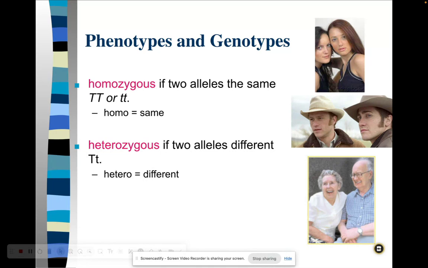And then there are the words homozygous and heterozygous. So homozygous would be if two alleles are the same. Either they're both capital or both lowercase. So homo means same. Hetero means different. So heterozygous is if two alleles are different. So the only heterozygous option will be capital T, lowercase t.